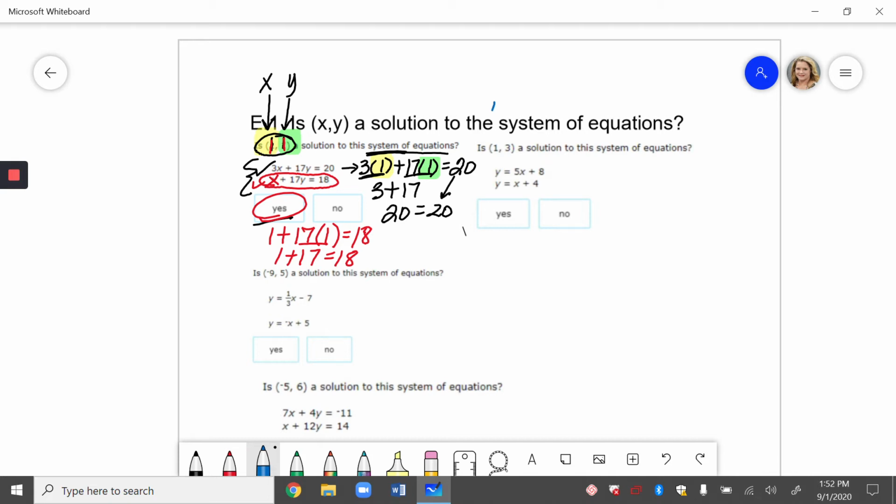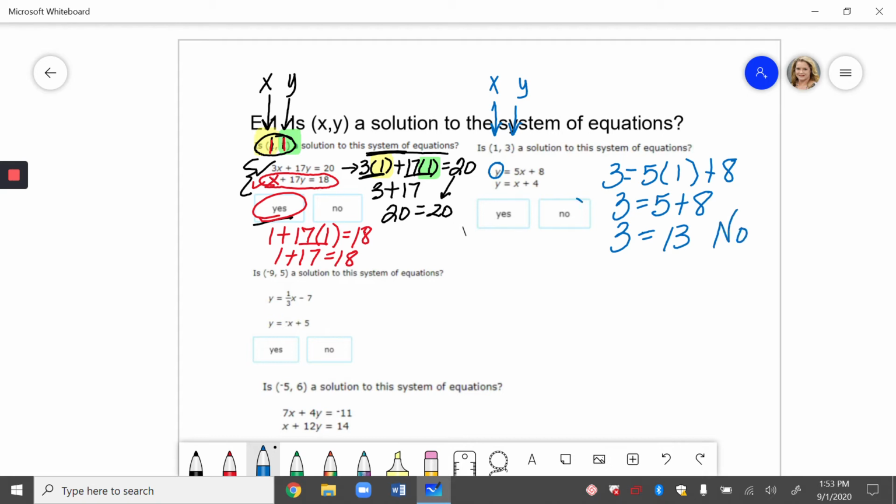We're going to do it again. The first one is always your X. The second one is always your Y. Y is right here, so we're going to put a 3 in. 5 times X plus 8. We're going to put a 1 for X. 5 times 1 is 5. Bring the 8 down. 5 plus 8 is 13. Is 13 the same thing as 3? No. As soon as you get a no, your answer is no, and you can go on to the next problem. You do not have to do the second part of that.